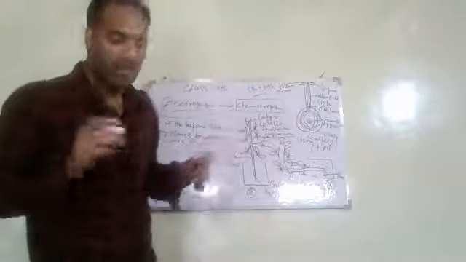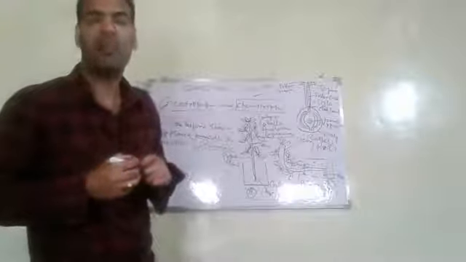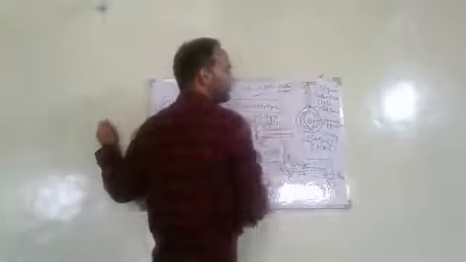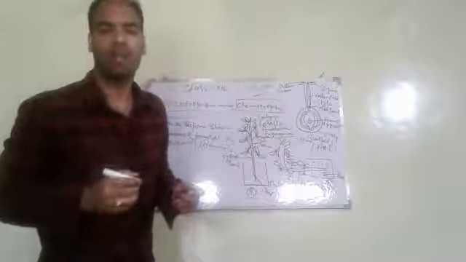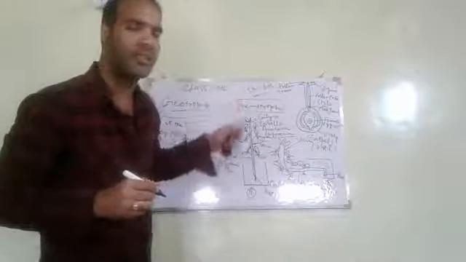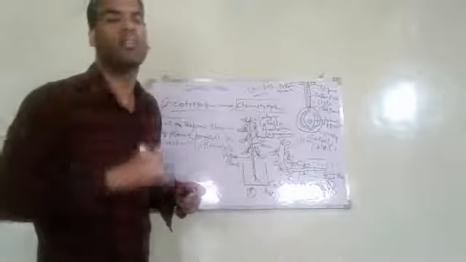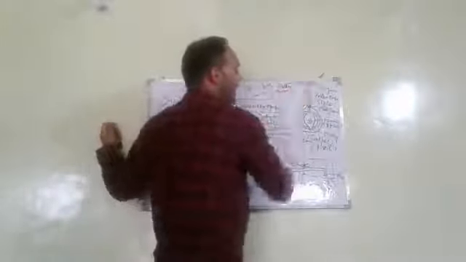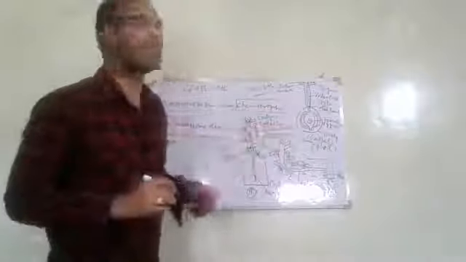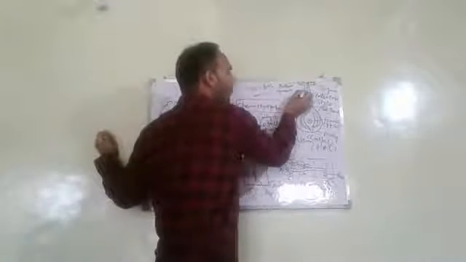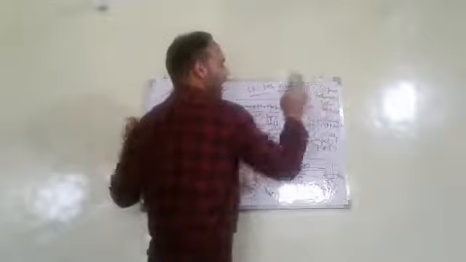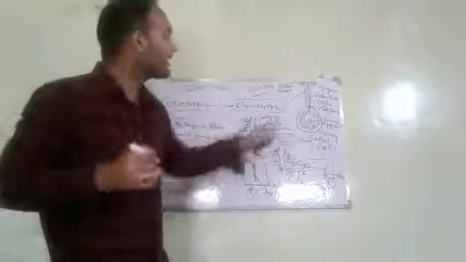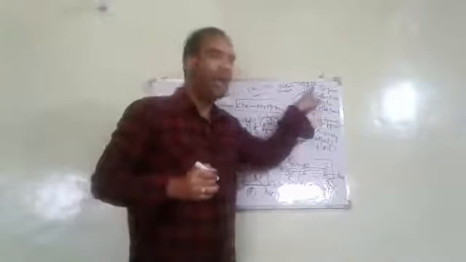This carpel or pistil contains 3 parts. First part is stigma, which is sticky in nature. Means when pollen grains fall on this stigma, they get adhered to the stigma. Second part of this carpel or pistil is style, which is a tube-like structure. This is style here, and this is stigma.